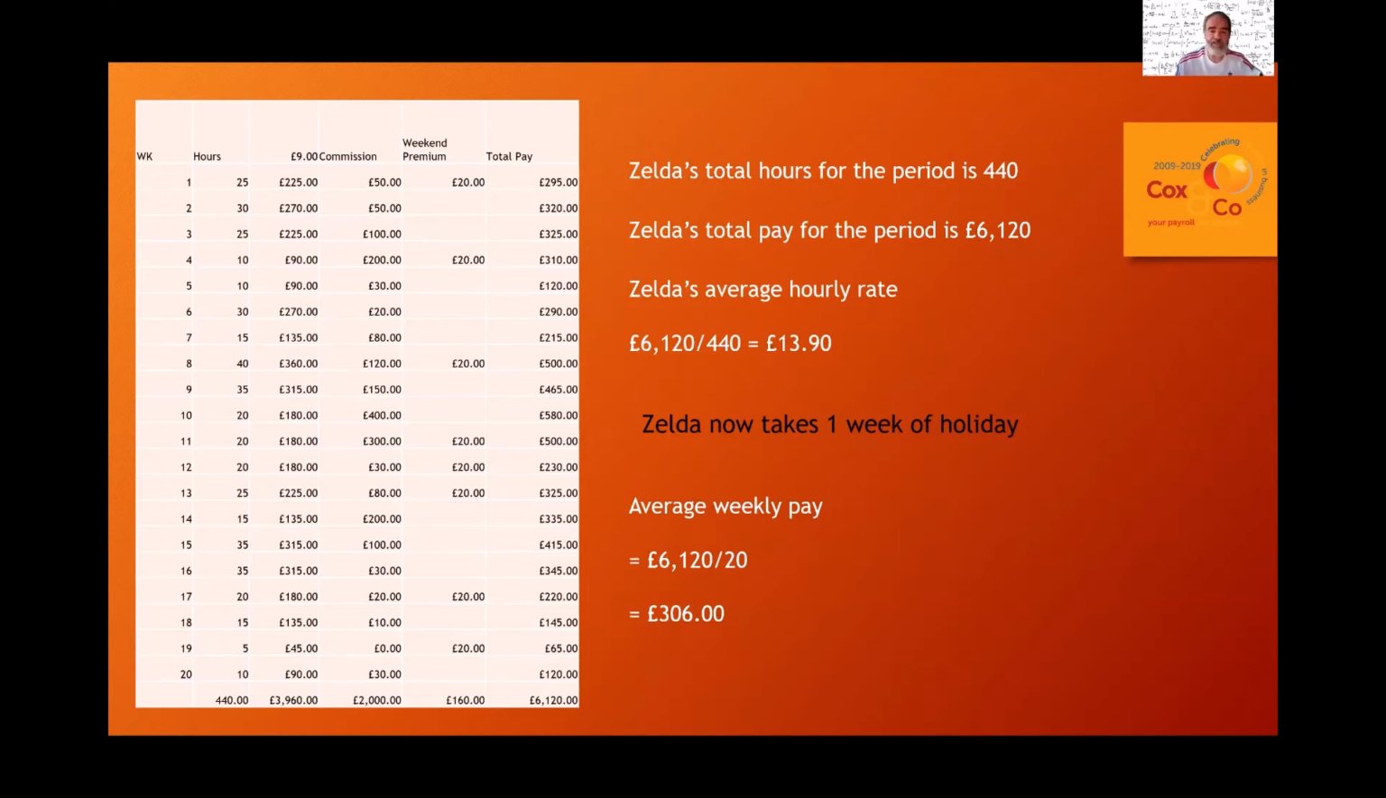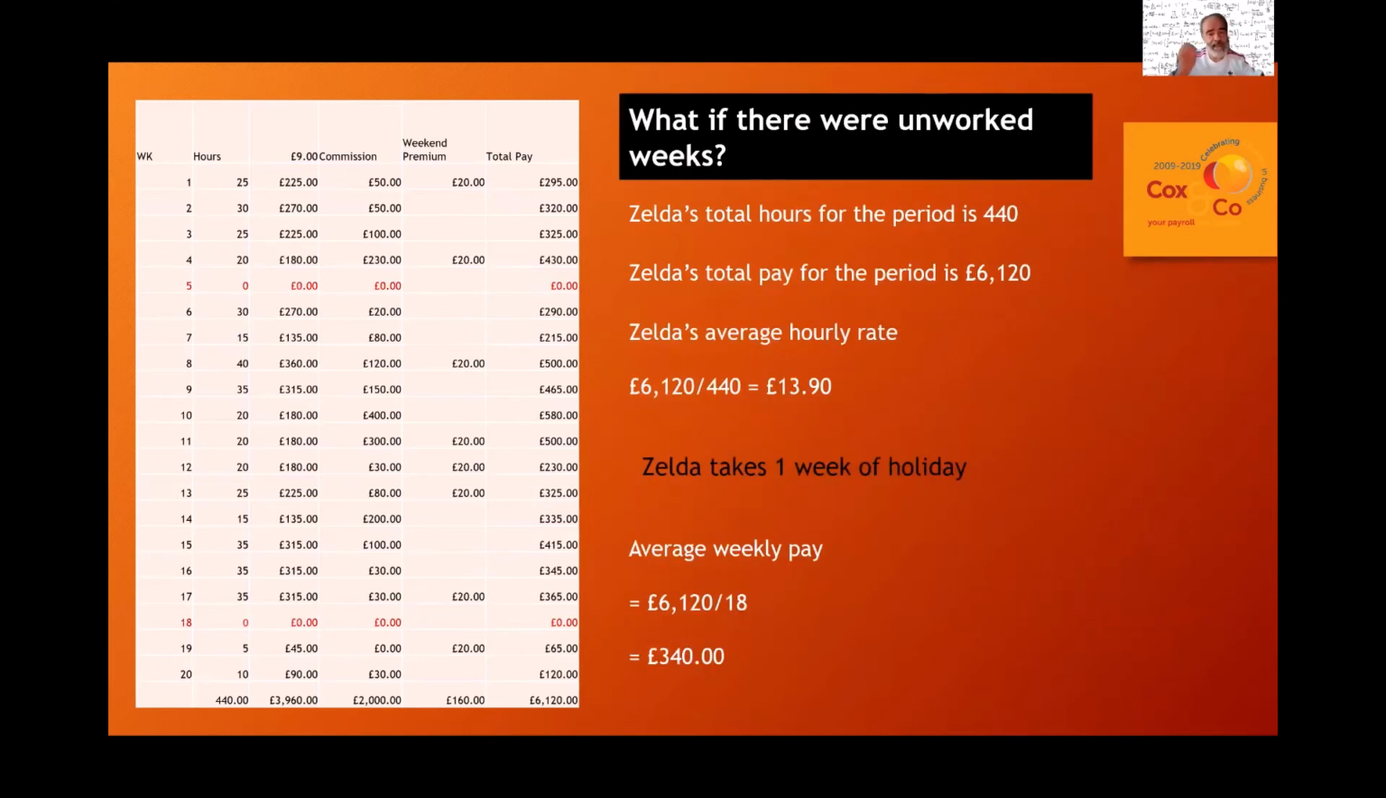So she was paid 6,120 for the 20 weeks that she was working. That gives her an average weekly pay of £306, and that is what we would expect to see her be paid for a week's holiday, £306. Then I've taken it on to another example where our friend Zelda has done exactly the same number of hours and earned exactly the same amount of money. The only difference is that she's managed to do it within 18 weeks.